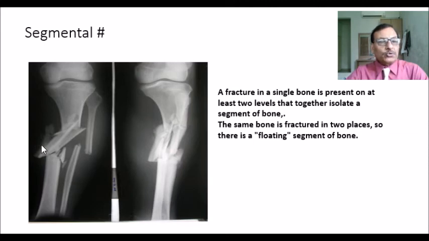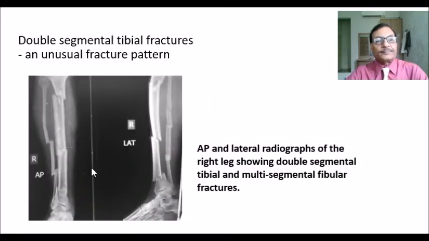In those categories of comminution, there could be a situation where there is a fracture in a single bone at two levels, so that a segment of the bone is completely isolated and looks like it is floating. This is called a segmental fracture. It is unusual to have two segmental fractures in a single bone.